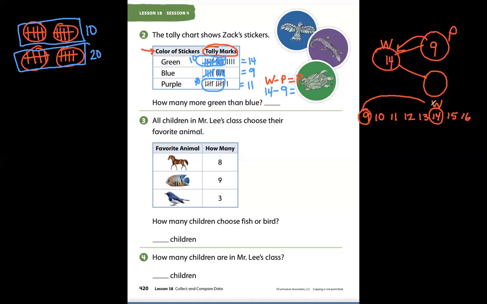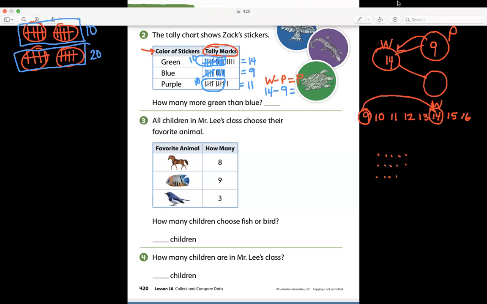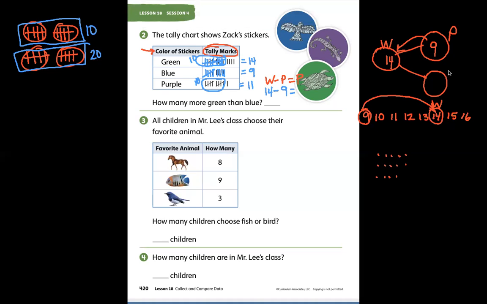So counting from 9 to 14 and seeing how many jumps there are. We could draw 14. 1, 2, 3, 4, 5 new lines, 6, 7, 8, 9, 10, 11, 12, 13, 14. And we could circle the part we know, which is 9. So 9, and the other part is everything else. 9 and 5. 5 has to be that other part. Let's see if there are 5 jumps here on the number line. 1, 2, 3, 4, 5. There are 5 jumps on the number line. So that's one way to do it.